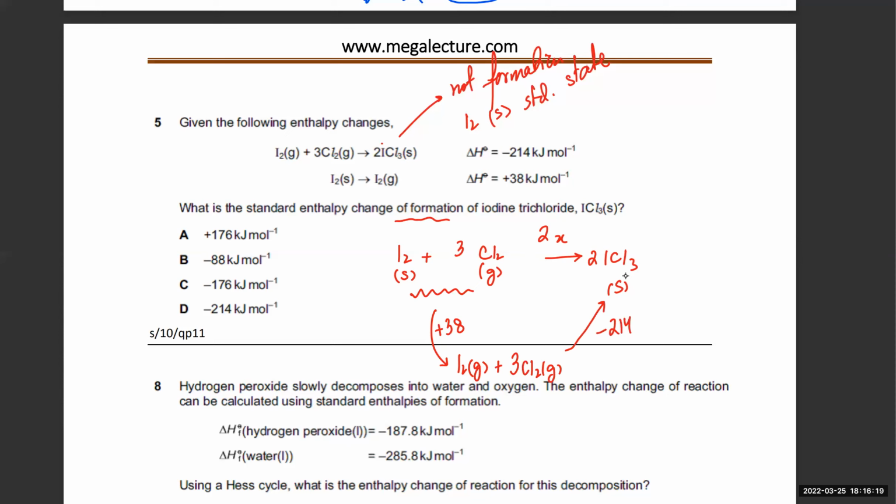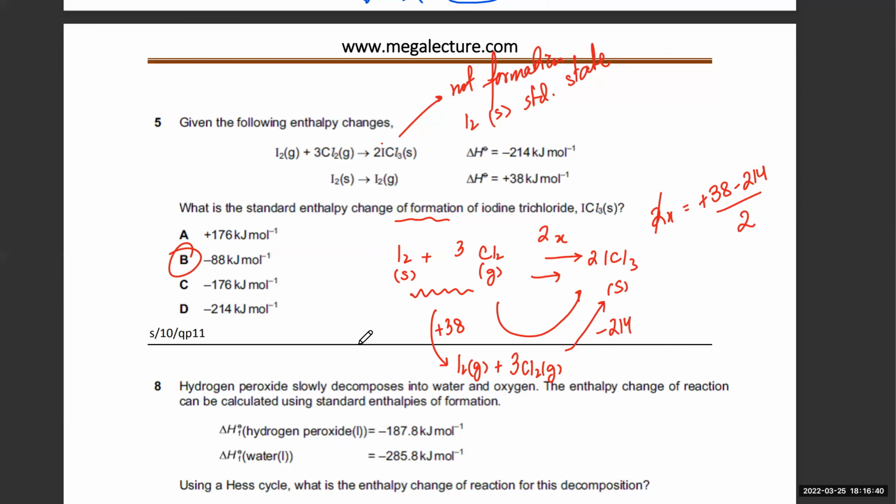And one path is equal to the other path. So 2x is equal to plus 38 and minus 214, and x would come out to be minus 88. So it's coming out at minus 88.